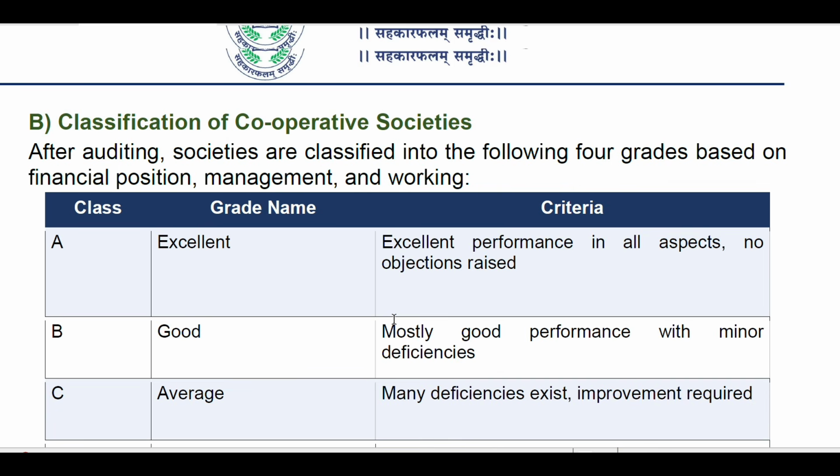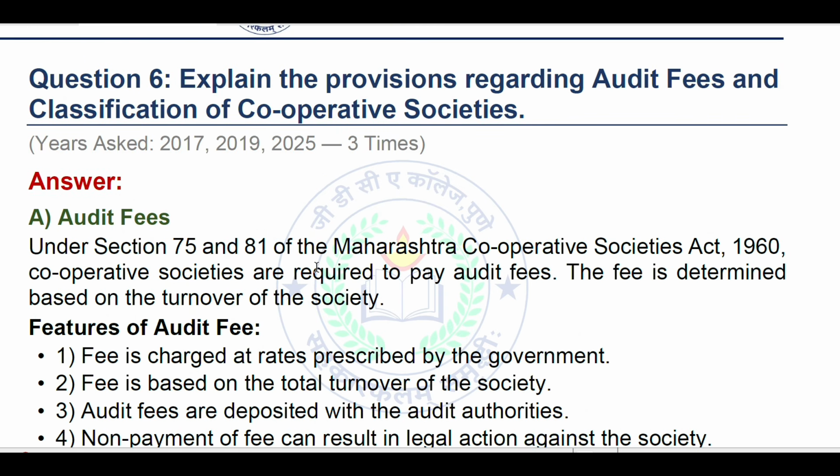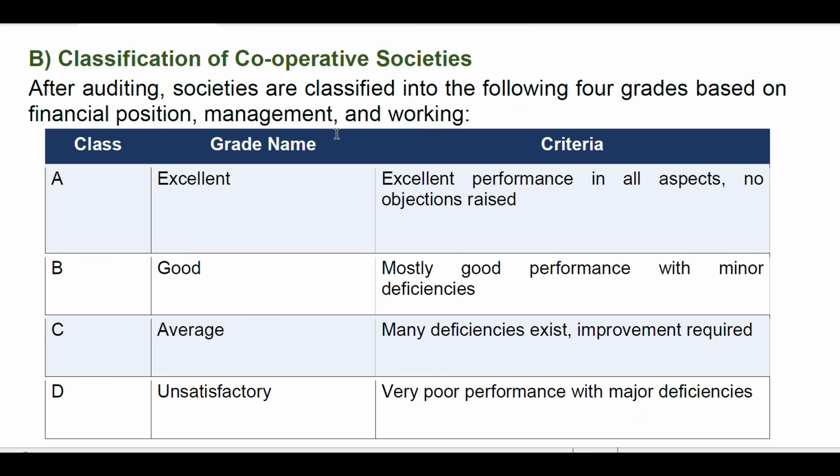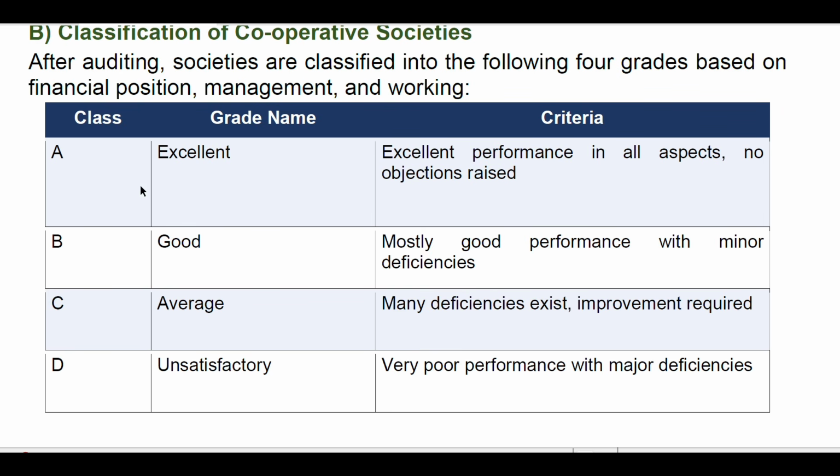Next, B, classification. Here the question asks about the classification of cooperative societies. As we know, the classification is A, B, C, D, so that is what we have to write. Classification of cooperative societies: after auditing, societies are classified into the following 4 grades based on the financial position, management, and working. Class A. For the grades, you can make a table.